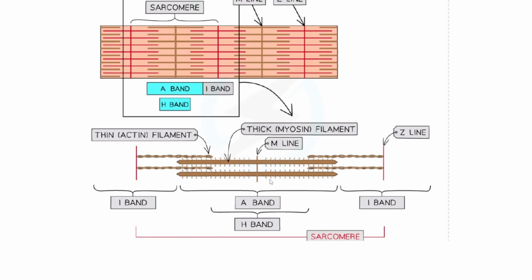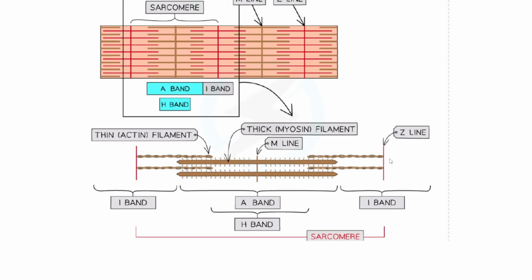Always remember that the thick filaments have myosin heads. They're called myosin heads because the thick filament is the myosin. So the heads on the myosin are called the myosin heads. These myosin heads are attached to the thin filaments. You guys can see here, some parts of it are attached to the thin filament, and these are the bands. Let's get into it now.